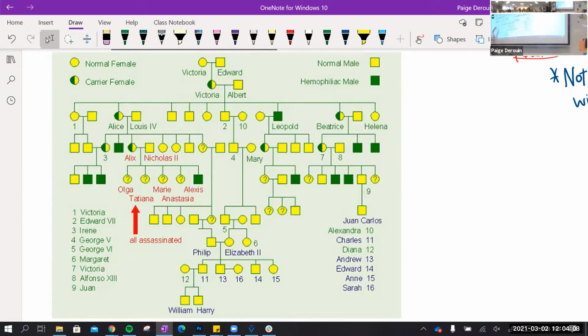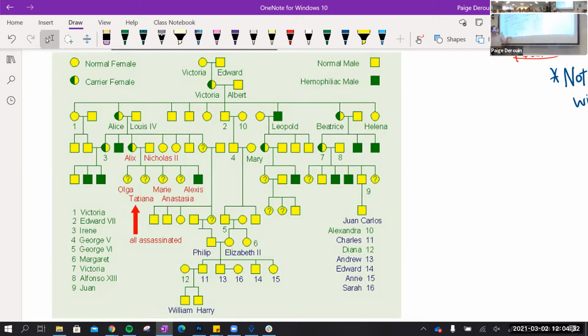These people whose names are in red are the Russian royal family, the Romanovs, who, if you're familiar with Russian history or world history, were all killed during the Russian Revolution. If you've ever watched Anastasia, which is an animated movie about a dark time of history, it's about those people. These people are question marks because we didn't know if they had hemophilia or not, because they were children when they died, which is very sad.